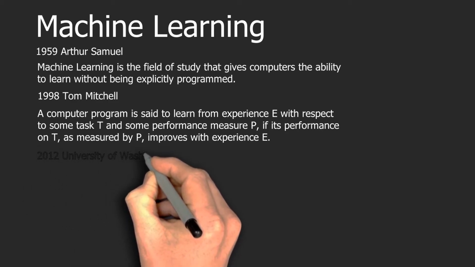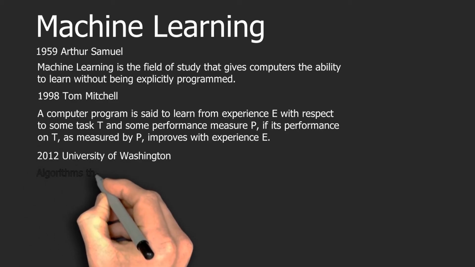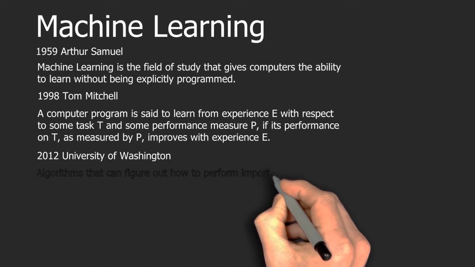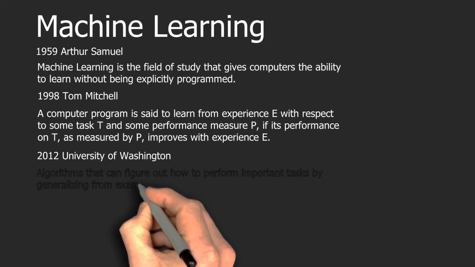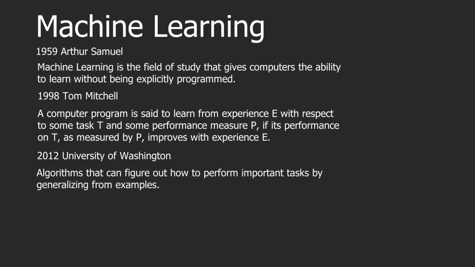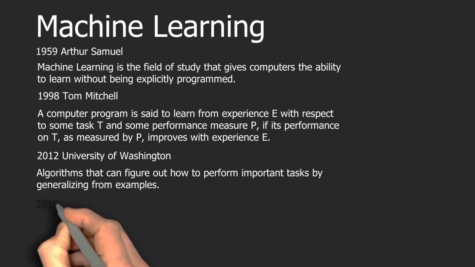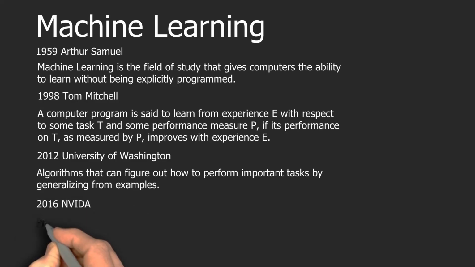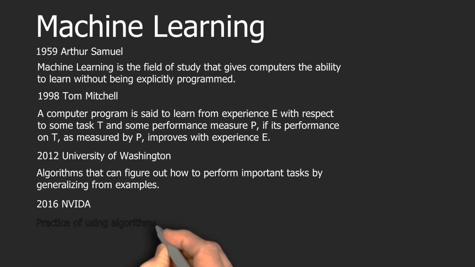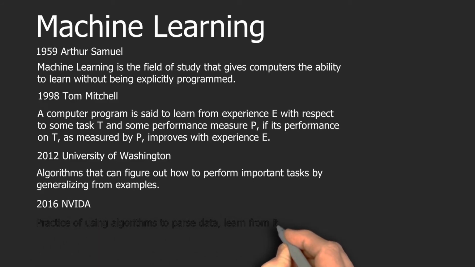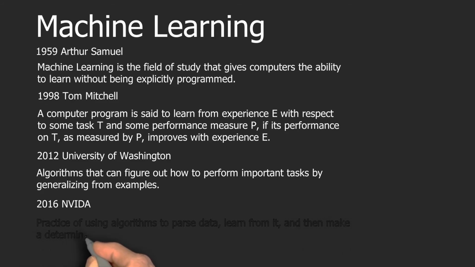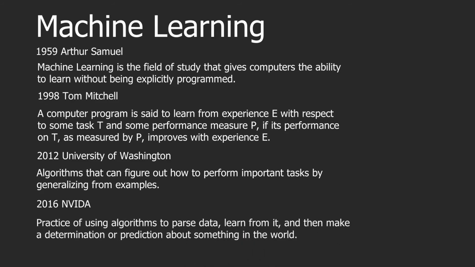And in 2012, the University of Washington defined machine learning as algorithms that can figure out how to perform important tasks by generalizing from examples. The last definition is from NVIDIA in 2016, which said that the practice of using algorithms to parse data, learn from it, and then make a determination or prediction about something in the world is called machine learning. These are four of the best definitions we can give of machine learning.